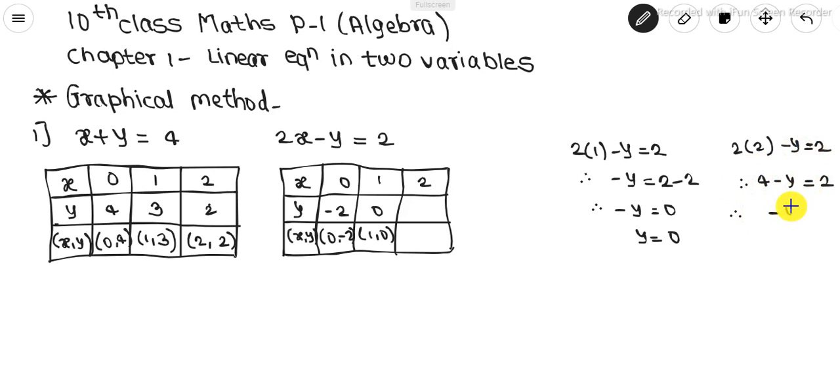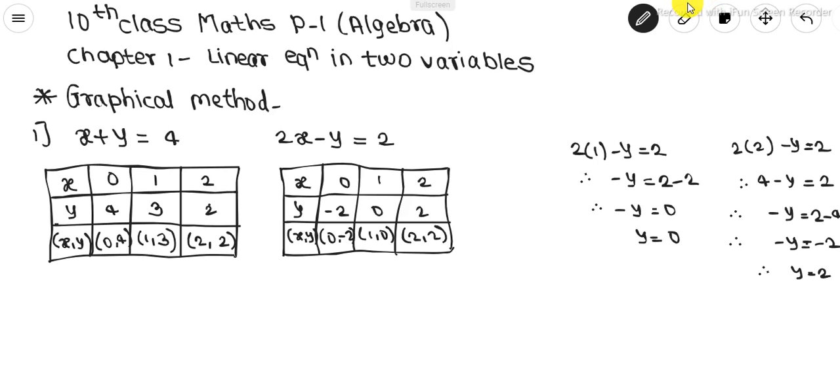Therefore, minus y is equal to 2 minus 4, because here 4 is positive on the left-hand side, it will become negative on the right-hand side. Therefore, minus y is equal to minus 2. Hence the value of y is equal to 2. That is, if we put the value of x equals 2, the value of y is also 2. This is the third coordinate for drawing the graph.